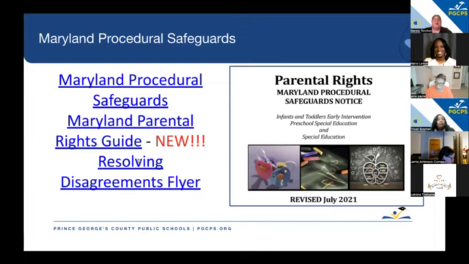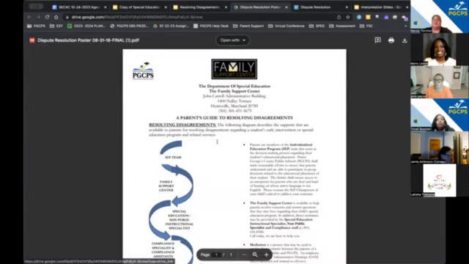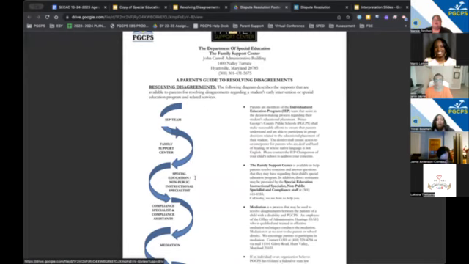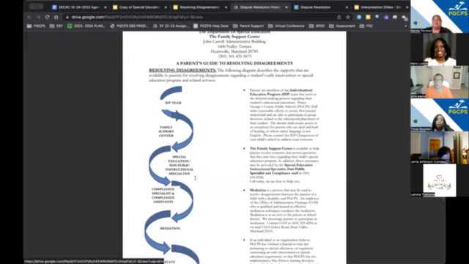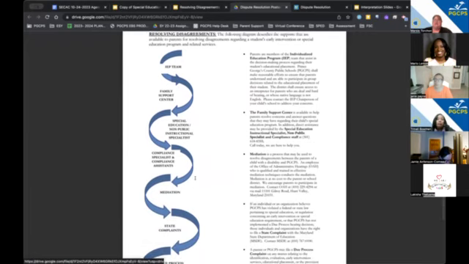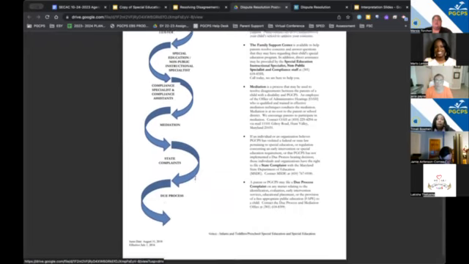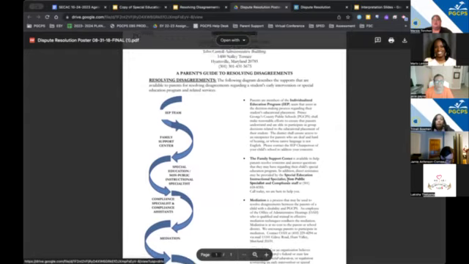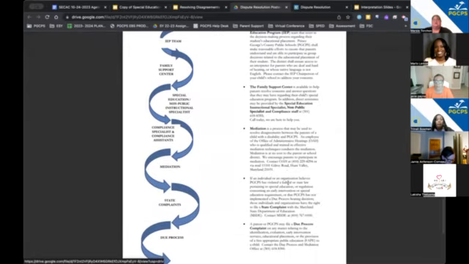And then we also have a resolving disagreements flyer that is available that walks you through the hierarchy that we took you through tonight, from the IEP team to the Family Support Center to the special education non-public instructional specialist or the special education instructional specialist, compliance, and then mediation, state complaint, and due process. And it has information on the side here of how to initiate those processes.